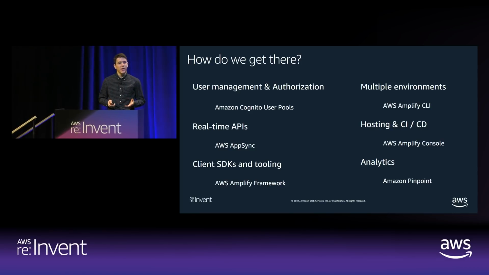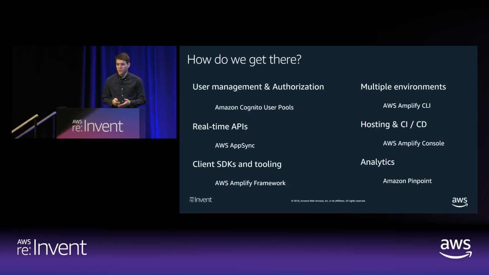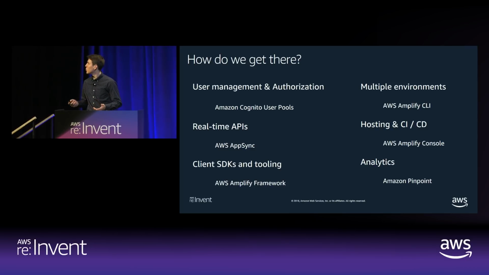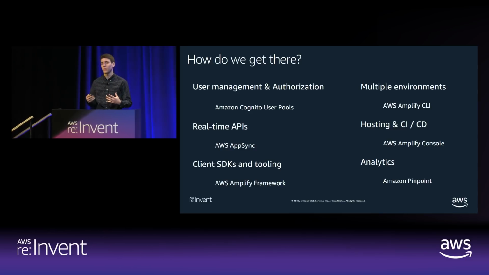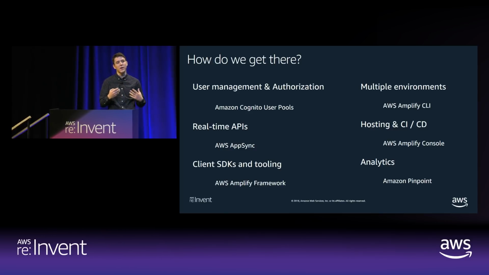So how do we get there? There's a lot of services. There's over 100 services in AWS now. We have Amazon Cognito user pools that is going to basically fill in that user management and authorization role for us. We've got AWS AppSync that both is a request-response model, but also provides real-time data publishing through a pub sub, and it acts as a data broker for you.